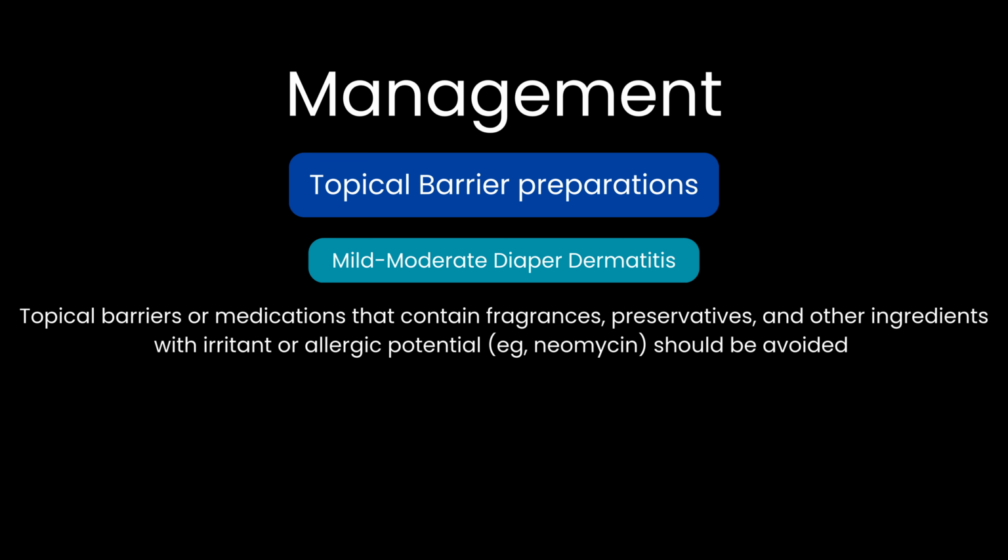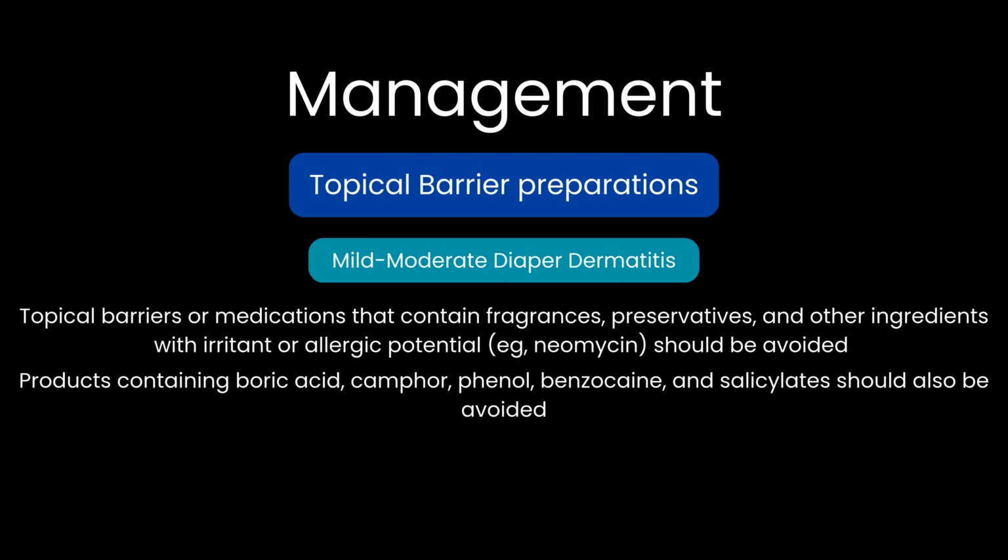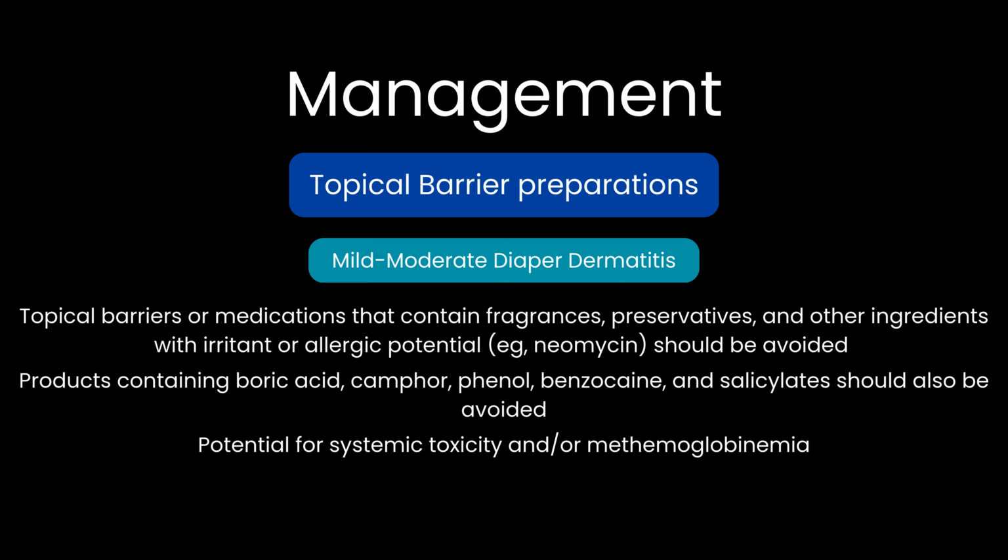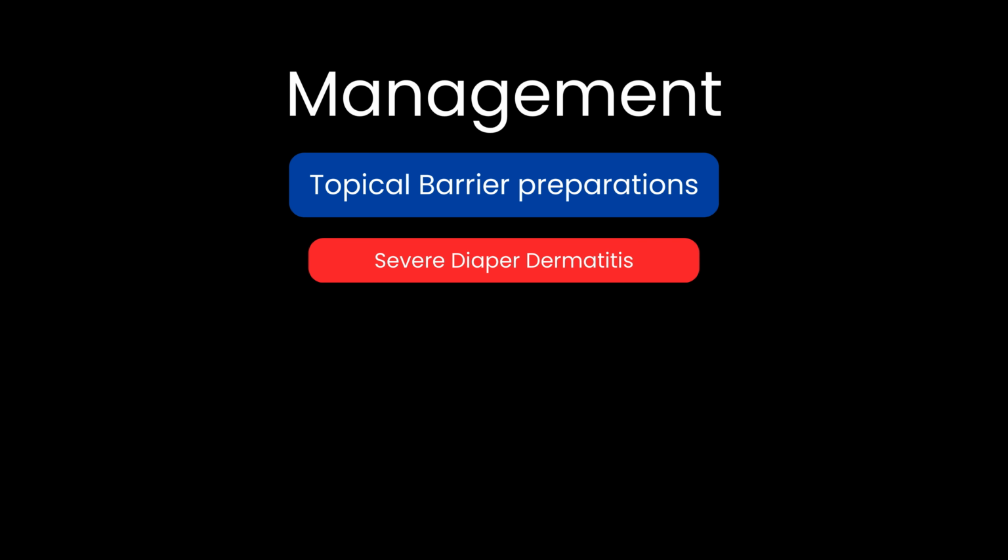Topical barriers are medications that contain fragrances, preservatives, and other ingredients with irritant or allergic potential like neomycin should be avoided. Products containing boric acid, camphor, phenol, benzocaine, and salicylates should also be avoided because of the potential of systemic toxicity and methemoglobinemia.